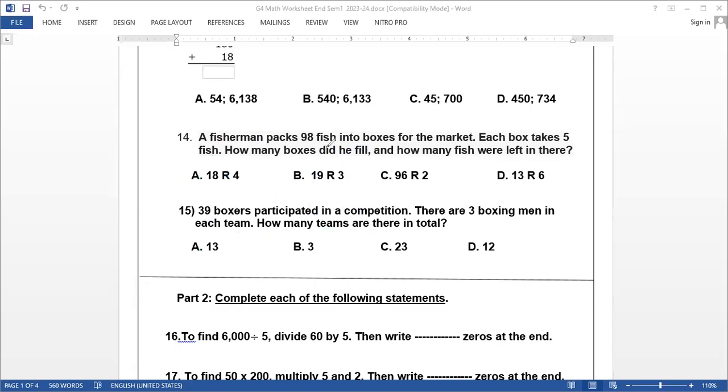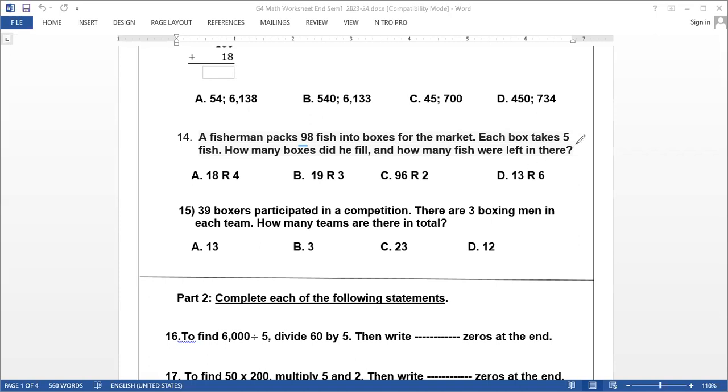A fisherman packs 98 fish into boxes for the market. Each box takes 5 fish. How many boxes did he fill and how many fish were left? So he wants to divide or share 98 fish into boxes. Each box will have 5 fish.